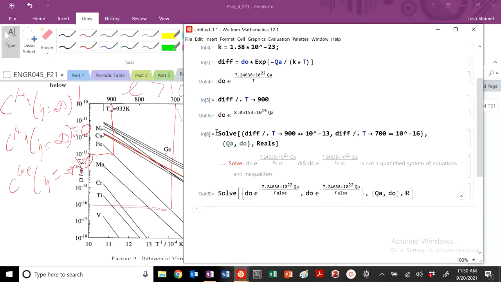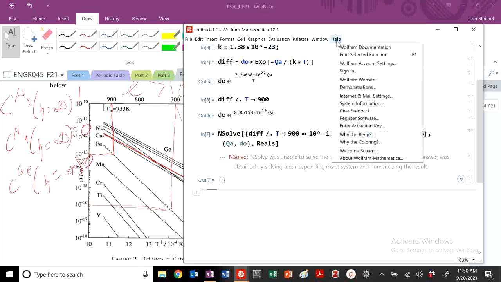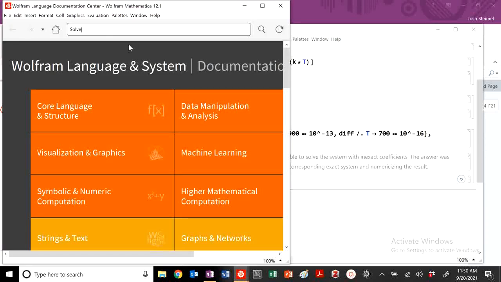Numerically solve. I may have messed this up. Oops. Yeah, let's go ahead and see why we're not getting the value we want. So I'm going to do solve.